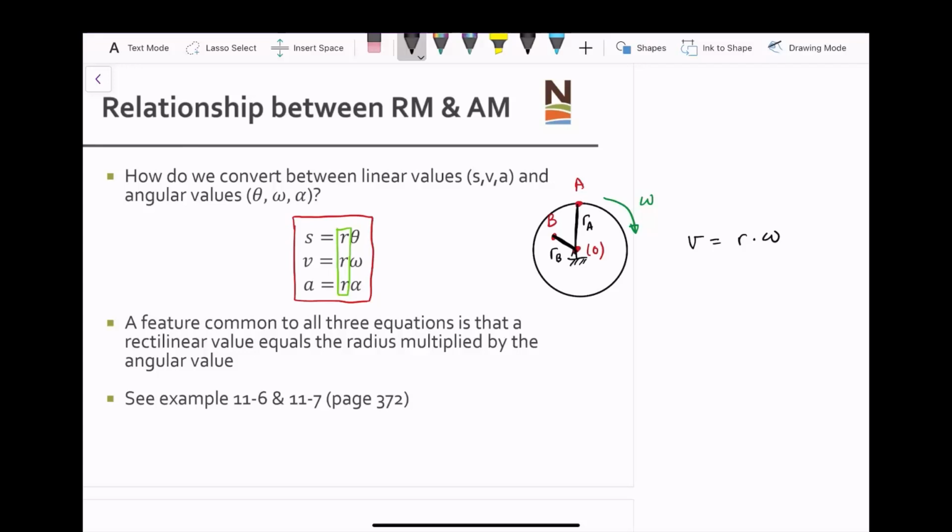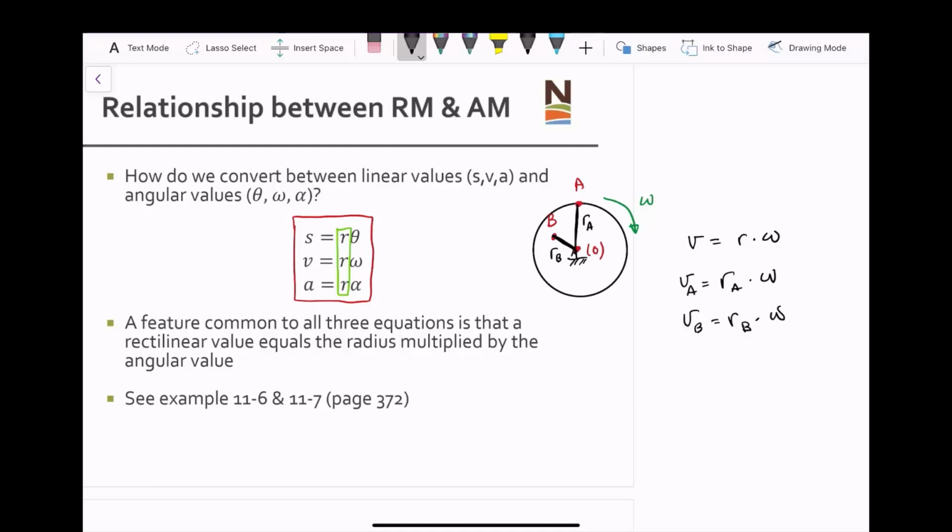So now I would be able to solve for VA is equal to RA times omega, and VB is equal to RB times omega. So I can figure out that instantaneous velocity at any point on that body, as long as I know the distance from its center of rotation and its angular velocity.